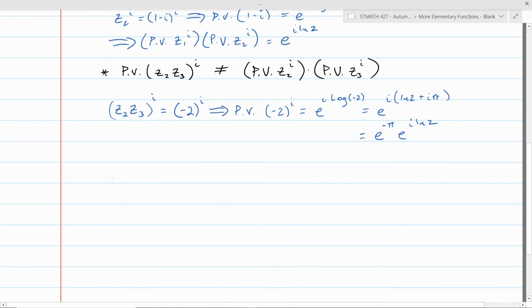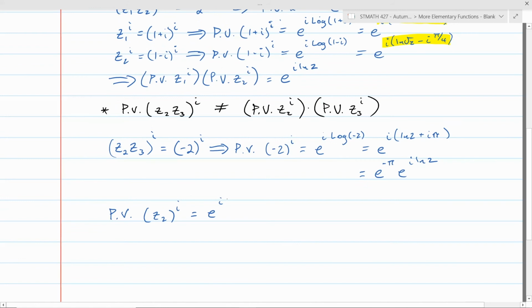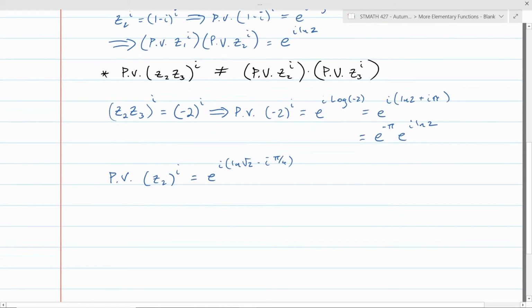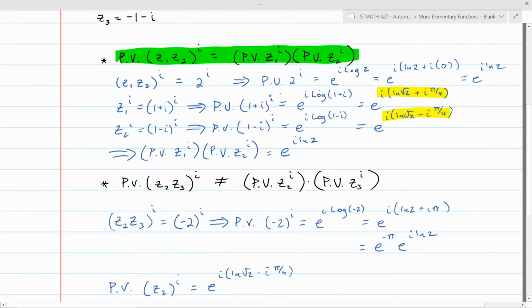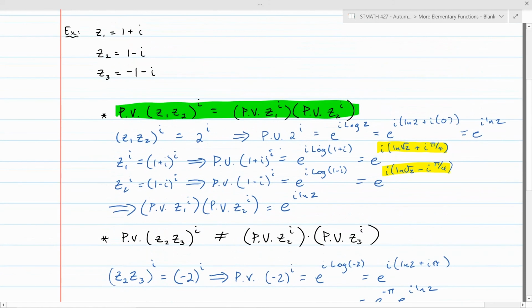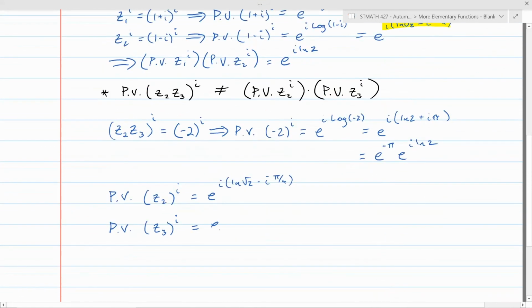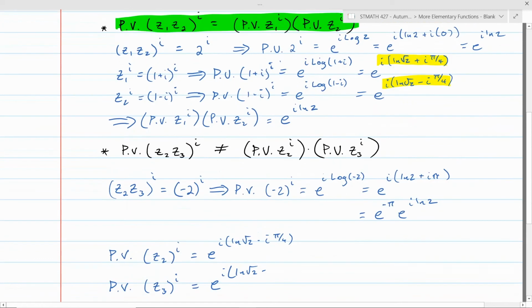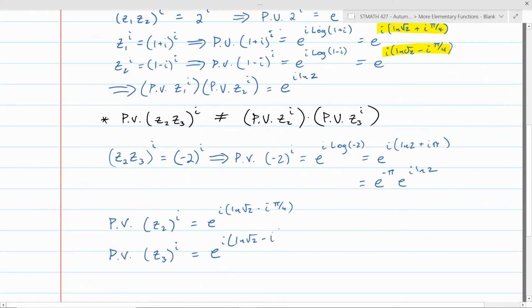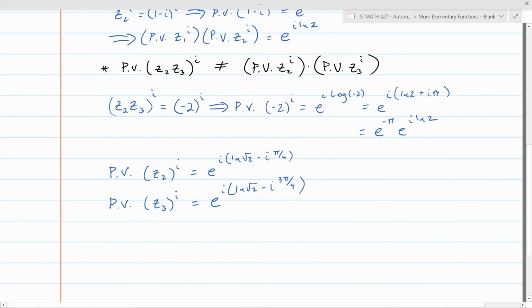Let's just recall, the principal value of z2 to the i is equal to, what do we get up there? e to the i times natural log of 2 minus i pi over 4. And then also we can get the principal value of z3 to the i. The only difference in the computation is just what the angle is when you do the principal logarithm. We can see that z3 is a third quadrant point, and so we're going to get negative 3 pi over 4 for its angle. So you end up with e to the i natural log of 2 minus i times 3 pi over 4. And then just multiply those last two expressions together.